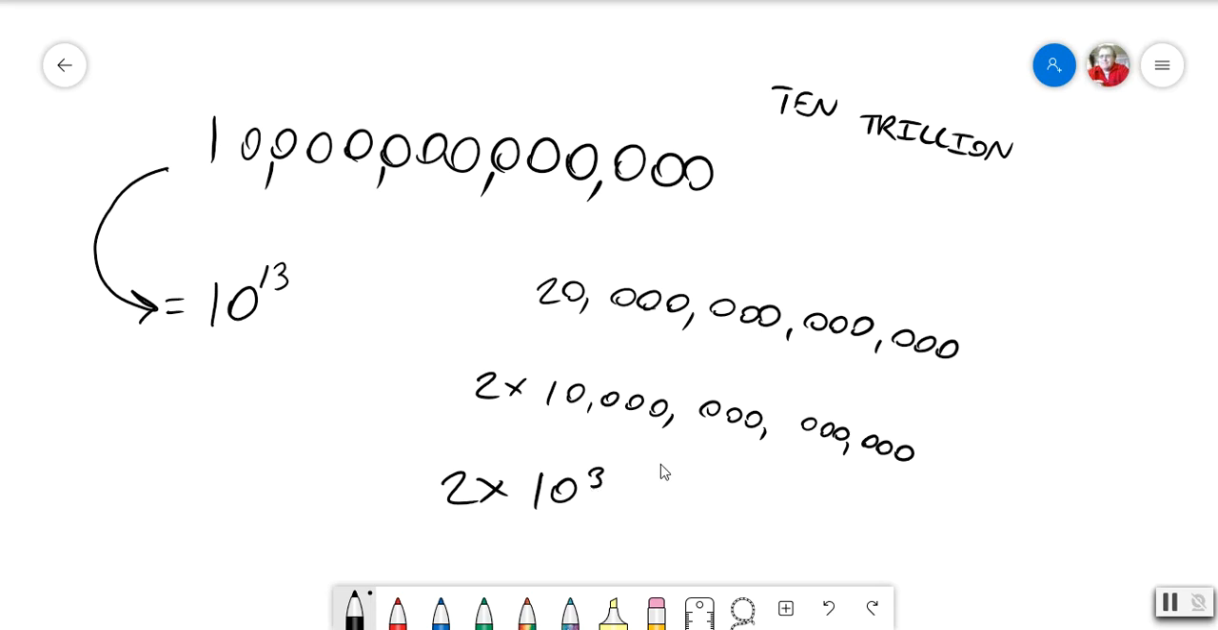This is the kicker. This is the key to scientific notation. We take a number, we change it so that it's something times some power of 10, and that power of 10 we rewrite in exponent notation. Instead of having 13 zeros, we have just the exponent. Instead of writing 1, 0, 0, 0, and so forth, we write it as 10 to the 13th power. So 20 trillion would just be 2 times 10 to the 13th power.